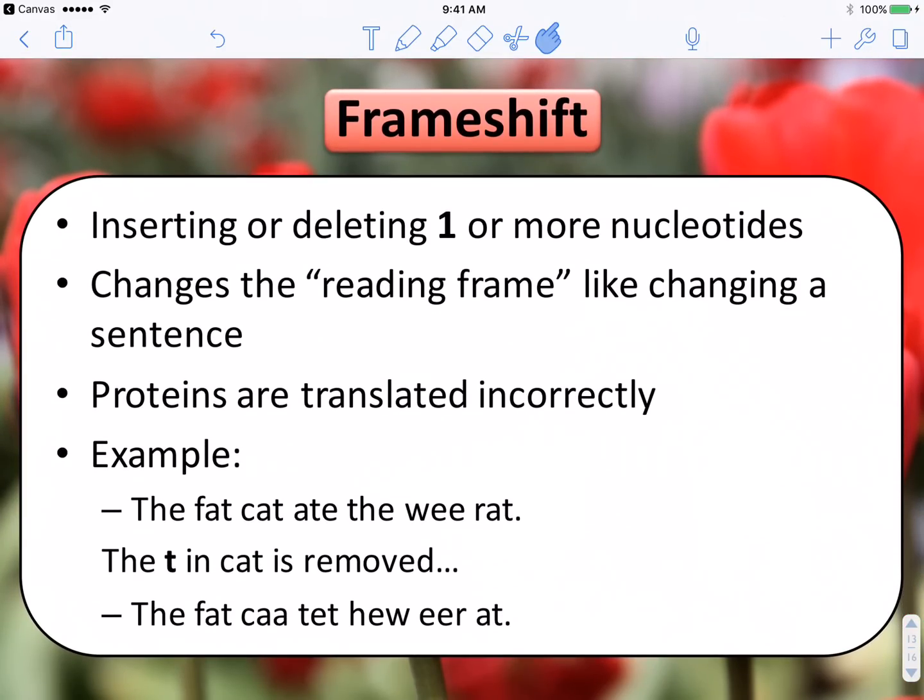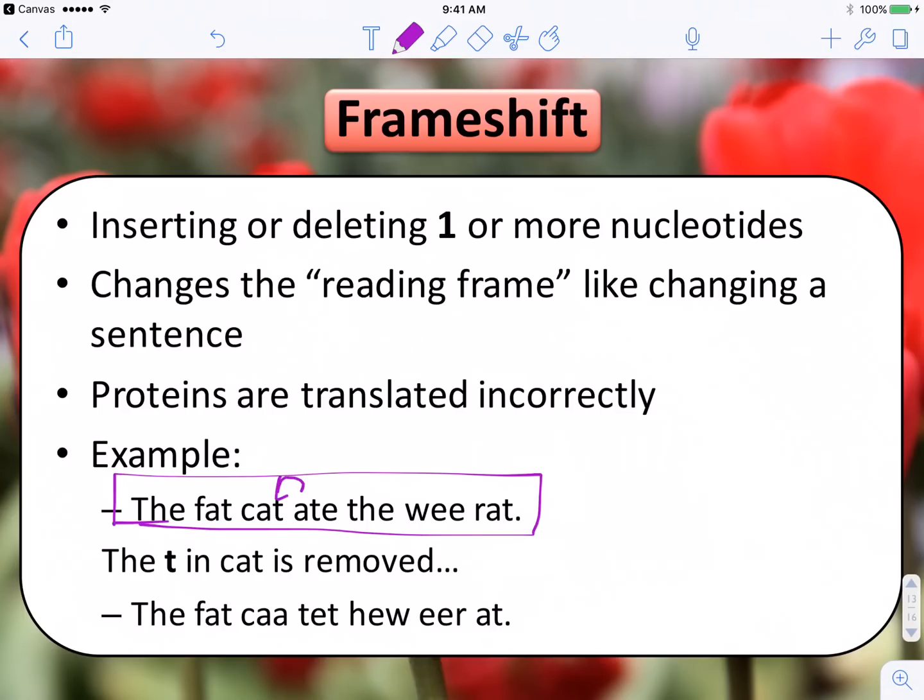Now, last but not least, we have the two types of frame shift mutations. Frame shift mutations are where, if you add or delete a nucleotide instead of substituting it, you can change the entire strand. So here's the thing. If we have a sentence that said "the fat cat ate the wee rat," and we take the T in cat and we delete it, then that causes the A to shift over, and the T and the E, and this whole section has to shift over one letter. But the spaces stay the same.